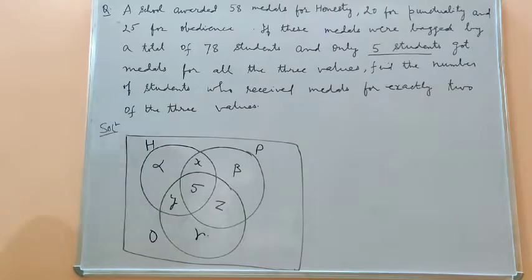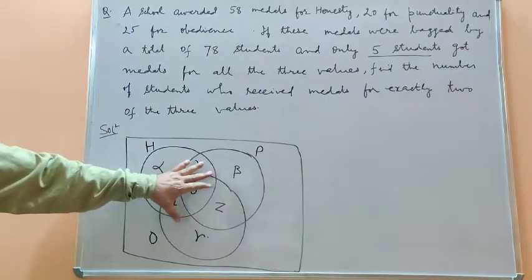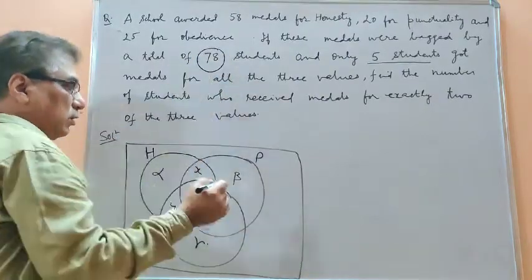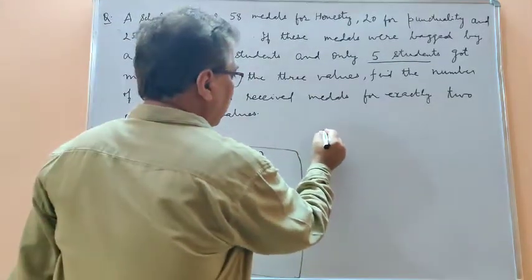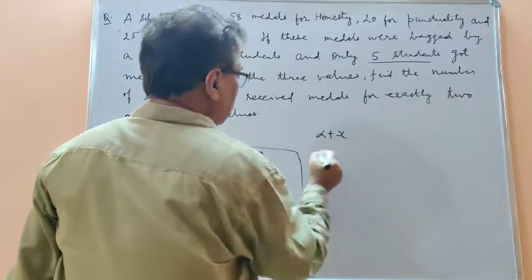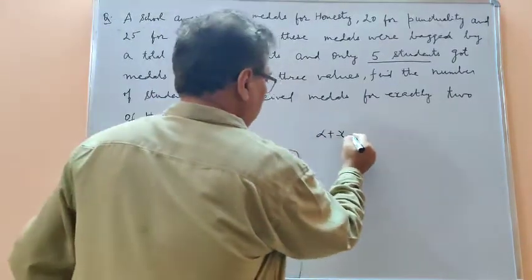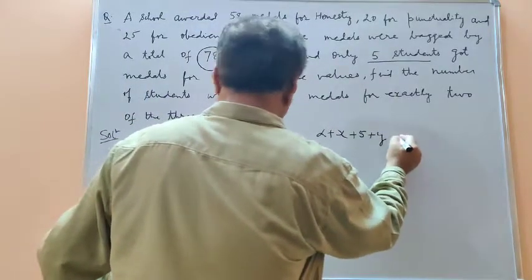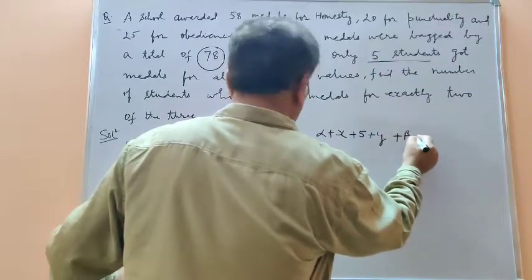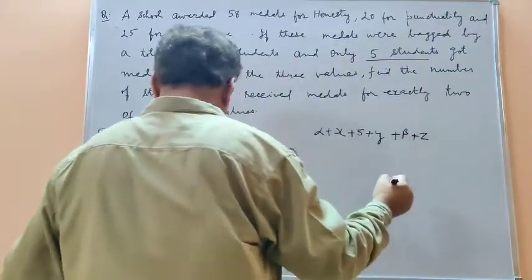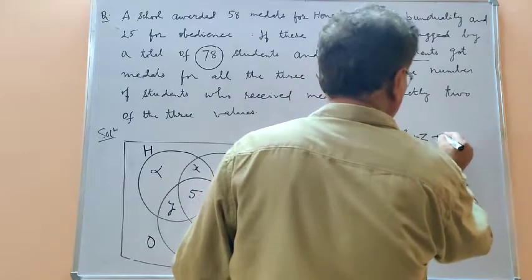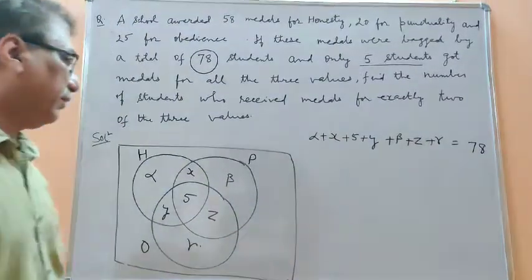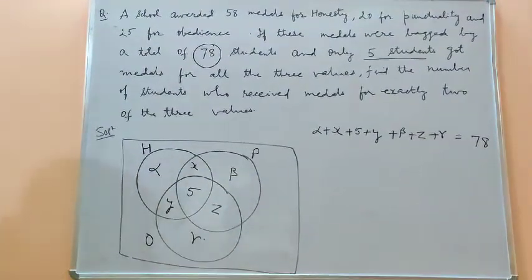Now the sum of all these numbers is given as 78. This is 78. So first we write the equation, alpha plus X plus 5 plus Y plus beta plus Z, plus gamma is equal to 78. This is what is given. Sum of all these numbers is equal to 78.